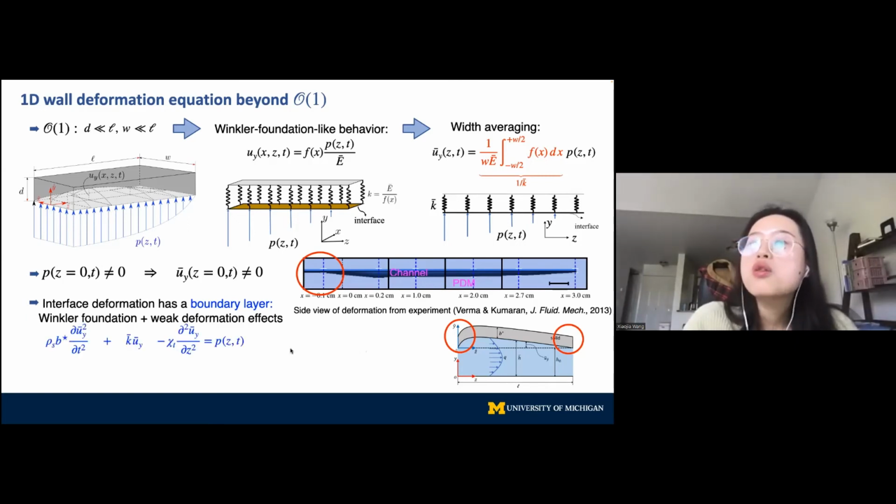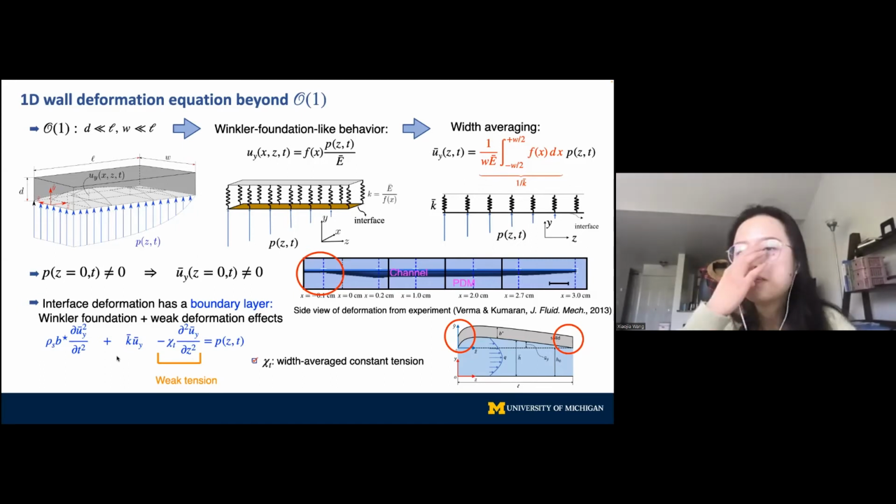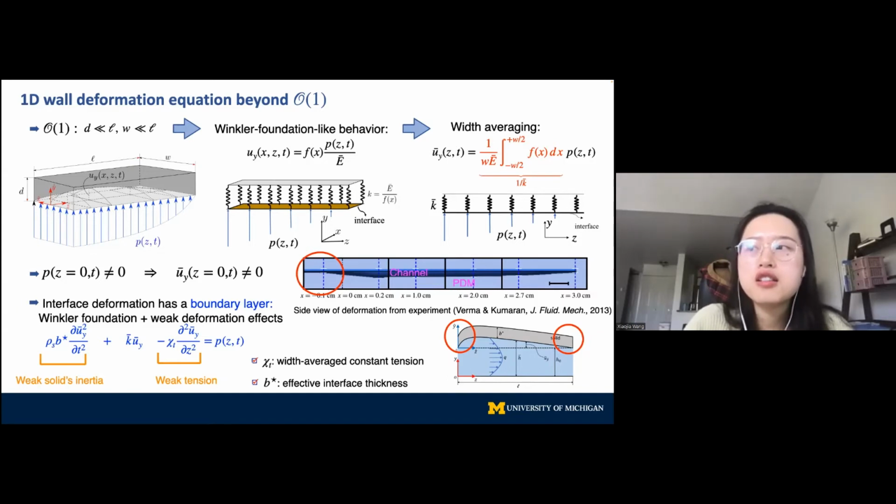Therefore, we can write out a 1D wall deformation in this form. This third term here actually represents the weak tension, and the chi t here is the width average constant tension, and we have a determined formula for computing that. This second term here represents the dominant Winkler foundation like behavior of the wall deformation. Since we are interested in the dynamic response of the microchannel system, we will also consider weak solid inertia, which can be written in this form. Here, B star is the effective interface thickness, and we also have a determined way to compute that.